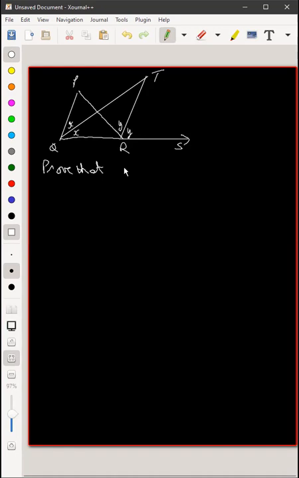Prove that angle QTR is equal to half of angle QPR. QTR, let's name this Z, is equal to half of angle QPR, let's name this W. So basically we need to prove that Z is equal to half of W. Right, Siddharth? Siddharth, unmute yourself. Okay, tell me, what do we do?